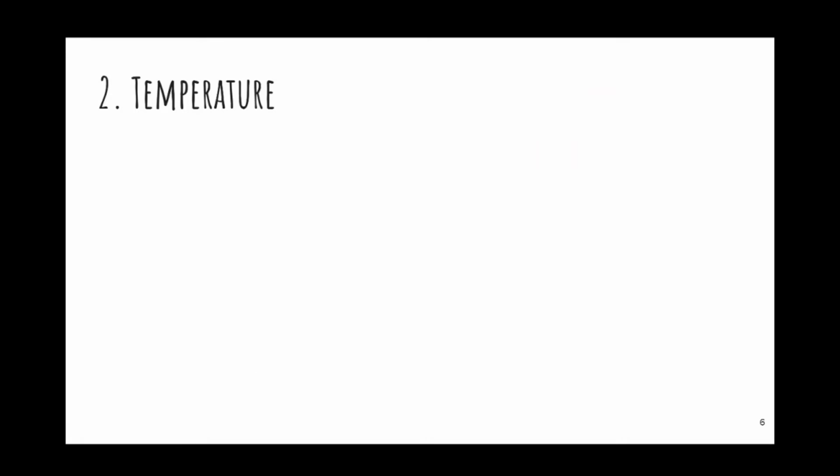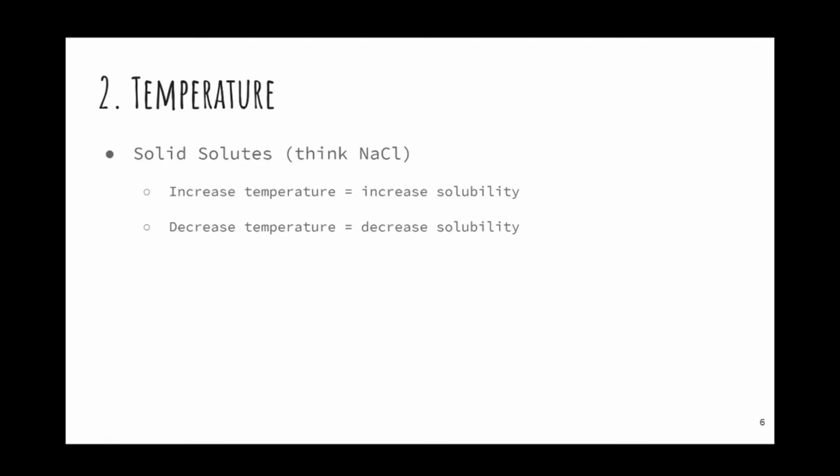Let's go ahead and talk about temperature. Temperature is a huge factor with solubility. So, solid solutes. Let's think about some sodium chloride or table salt and think about how it dissolves. If we increase the temperature, we generally increase the solubility of a substance. When we decrease the temperature, we decrease the solubility. If you want to dissolve more salt into water, you can actually do that by heating up the water before you start dissolving the salt. So by increasing the temperature, we're able to increase the solubility.